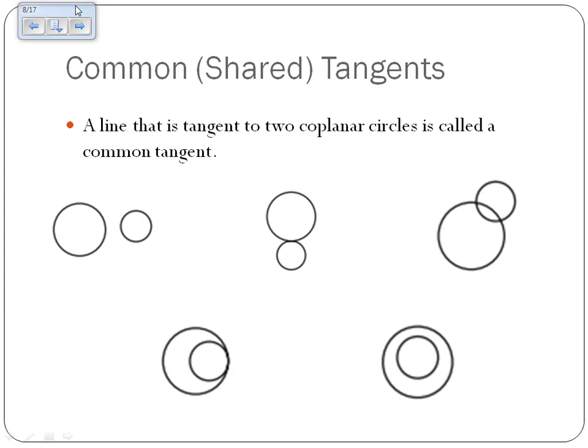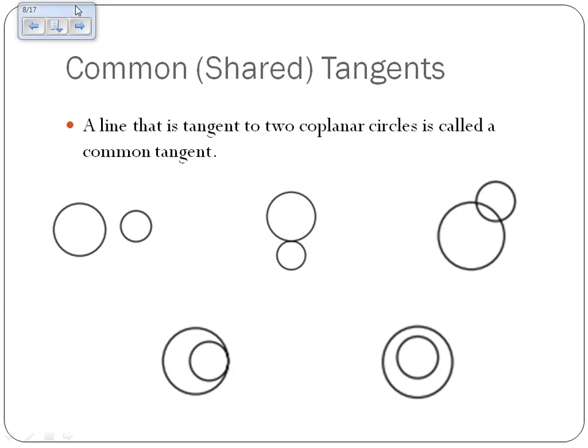The next thing we're going to talk about is common tangents. Common tangents just means tangents that are shared. A line that is tangent to two coplanar circles, so same plane, is called a common tangent. So that means it has to hit both circles exactly how many times for a tangent? Once. So it has to hit both circles once. You're probably going to want to draw these 5 shapes real quickly.